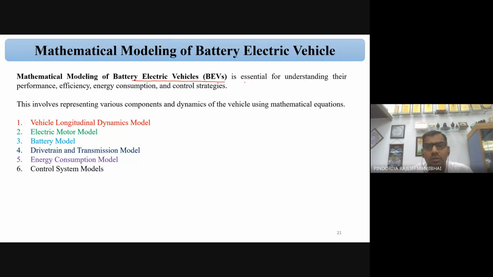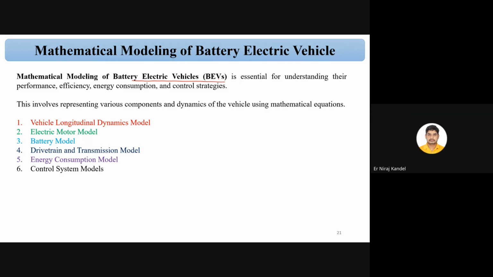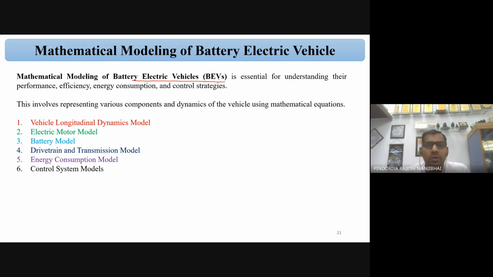Sir, is this mathematical model a topic of chapter 2? Your noise is not clear, can you repeat? Is mathematical modeling part of chapter 2 or chapter 1? I think chapter one, but I am not sure. Suppose it is chapter two, then we can count it in chapter two. Yes, the PDF file shows that it is in chapter 2. I think chapter 1 is finished.